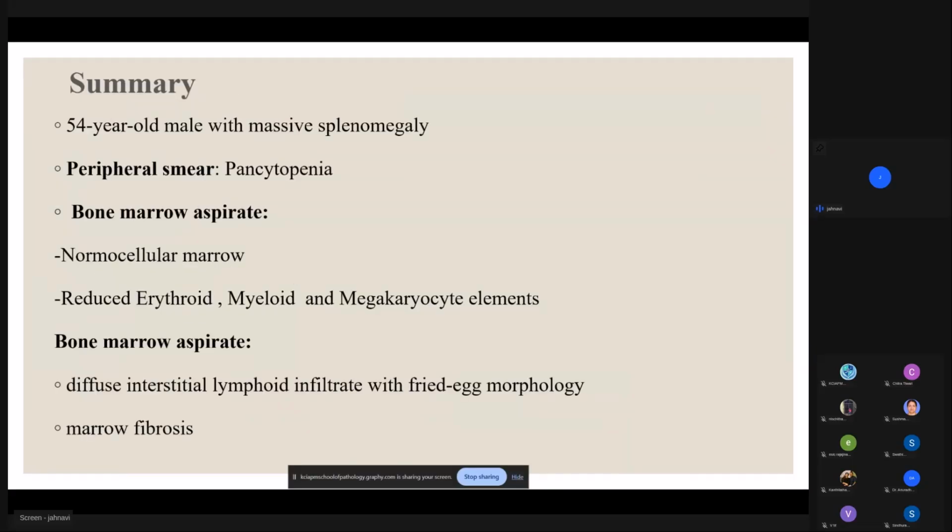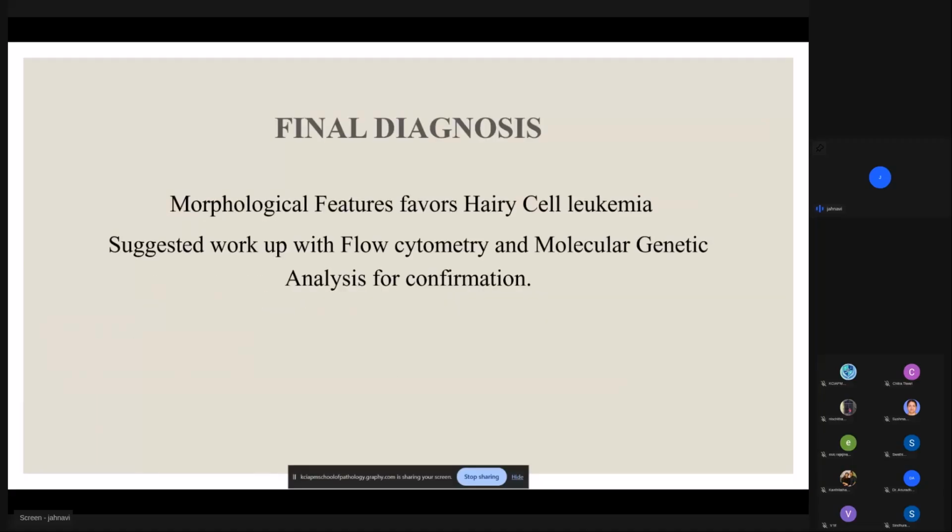Summary: 54-year-old with massive splenomegaly who has pancytopenia on peripheral smear, and aspirate shows normocellular marrow with reduced erythroid, myeloid, and megakaryocyte elements with abundant lymphocytes and hairy cells. Bone marrow biopsy showing diffuse interstitial lymphoid infiltrate with fried egg morphology and marrow fibrosis. The most probable diagnosis favors hairy cell leukemia. Suggested workup is flow cytometry and molecular genetic analysis for confirmation.